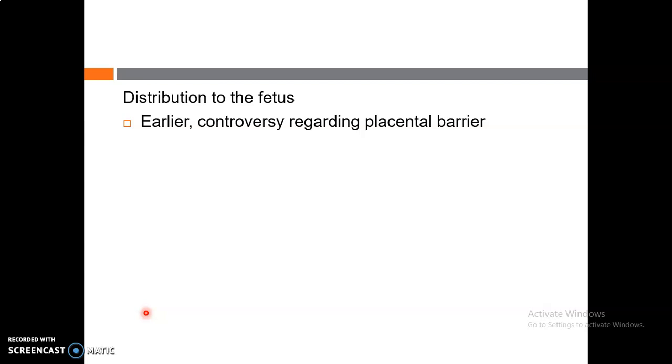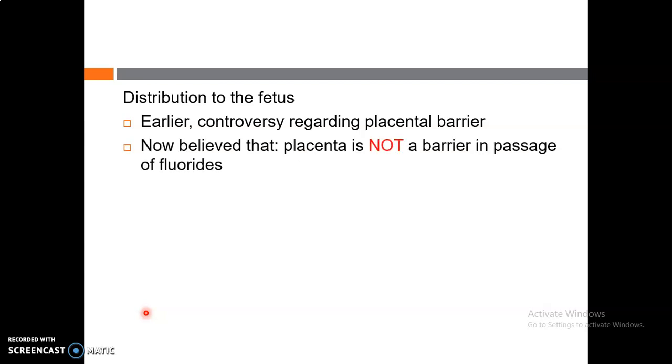When you talk about the fetus, earlier there was a controversy regarding the transfer of fluoride across the placental barrier. Earlier it was thought that the placenta acts as a total barrier and that fluoride does not reach the fetus. But now it is proved that the placenta is not a total barrier. At high concentrations, it partially lets fluoride pass the placental barrier. So the placenta is actually a partial barrier. At high concentration, it allows fluoride to pass through, and at lower concentration, it acts as a total barrier. That is the current evidence.